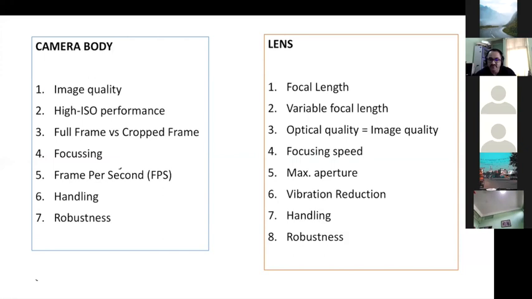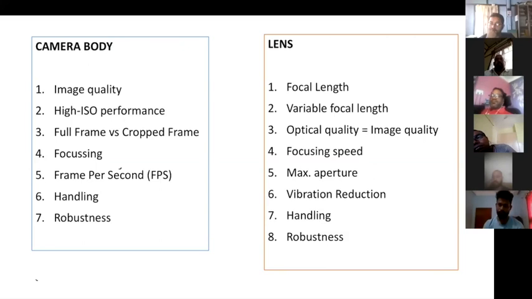So if you need speed, for example, like shooting flying birds, probably a prime lens will be a better choice. And then what is the maximum aperture, whether it is f2.8, f4, or f5.6, that gives you an advantage under low light conditions. And then of course, having vibration reduction is almost essential, particularly when you are doing handheld photography. And in wildlife photography, probably on 50% of my occasions I'll be doing handheld photography. Handling and robustness, like I said earlier, are very important.